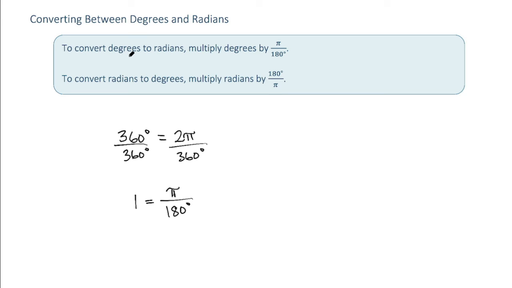If you're starting with degrees and you want to get to radians, you multiply by pi over 180 degrees. If you're starting with radians and you want to get to degrees, you multiply by 180 degrees over pi. And that's as simple as it is. There's nothing to it.